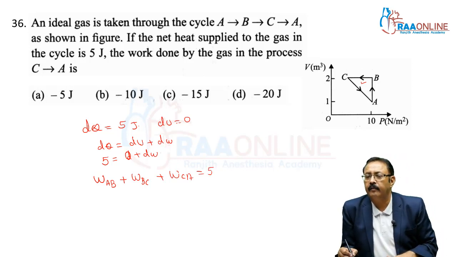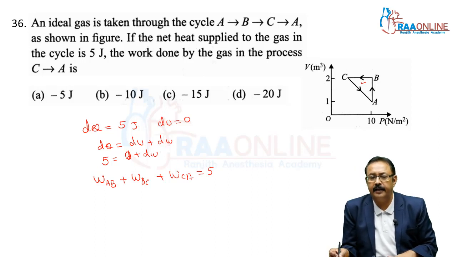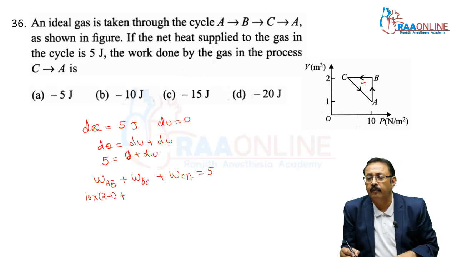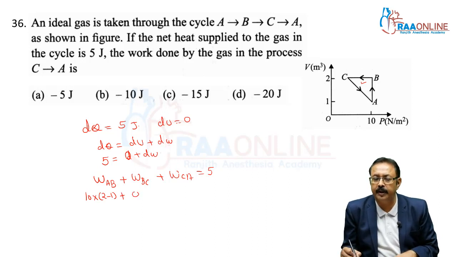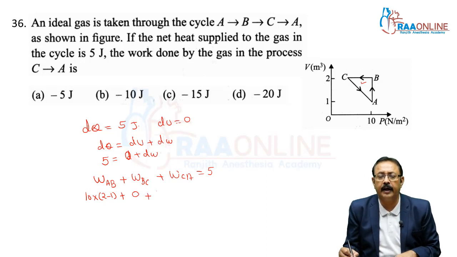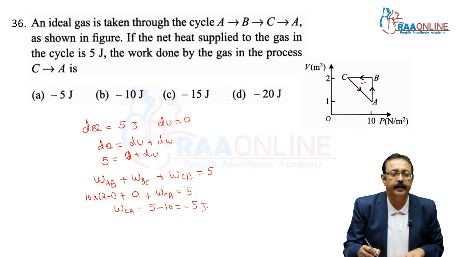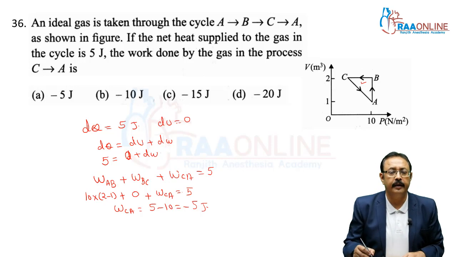A to B, volume is changing by 1 and pressure is 10. So A to B work done was pressure into change in volume, 10 into (2 minus 1), plus work done in BC, volume was constant, so it should be 0. So now we can calculate WCA. 10 plus WCA is 5, so WCA is 5 minus 10, which should be minus 5 joule. So we are going with option A.